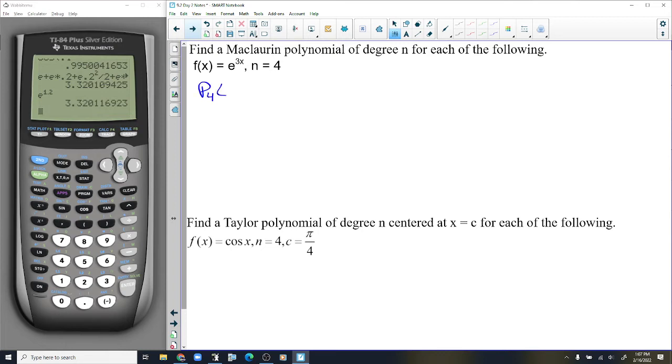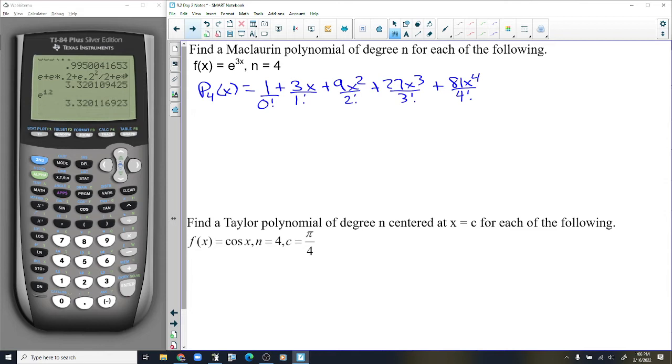So p sub 4 is 1, because it's the function value. If I plug 0 in, we get 1, plus 3x plus 9x squared over 2 factorial, plus 27x to the third over 3 factorial. We're going to the 4th degree, plus 81x to the 4th over 4 factorial. Now, I'll remind you one more time, hopefully you just kind of know it. It is over 0 and 1 factorial. So it's not like we start the factorials later. We start them right away. But we just don't write those two.